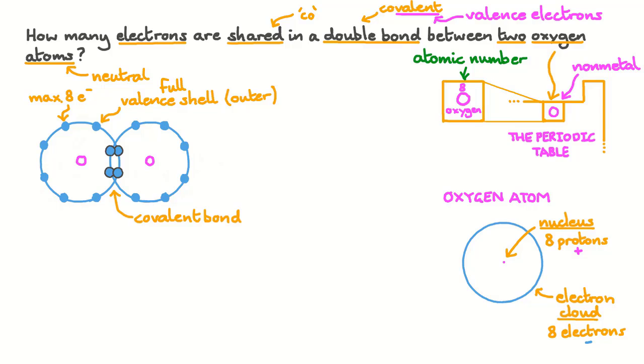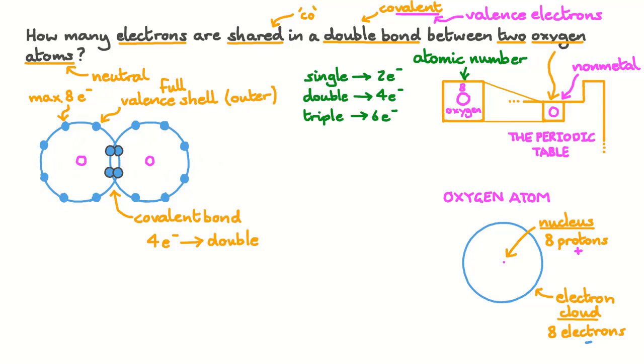Since this involves sharing of valence electrons, we have a covalent bond. And since there are 4 electrons involved, we're dealing with a double covalent bond. The quick way round is just to remember that a double covalent bond contains 4 electrons. A single contains 2 and a triple contains 6. So how many electrons are shared in a double bond between 2 oxygen atoms? 4.